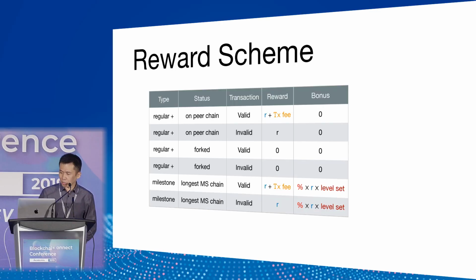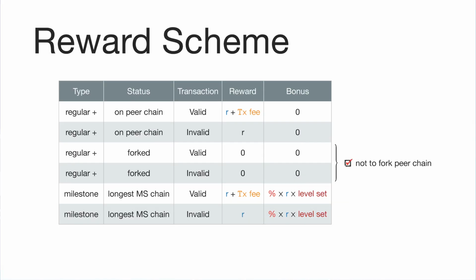Okay, next we're going to talk about the reward. The reward is like this. Okay, here's a table. As I said, a milestone block that is not on the longest milestone chain will be treated in the same way as regular, so I put regular plus. First of all, note that if a block is a forked block on the peer chain, then there's zero reward, and even a transaction won't be recognized. So that will force each peer to maintain their own peer chain.